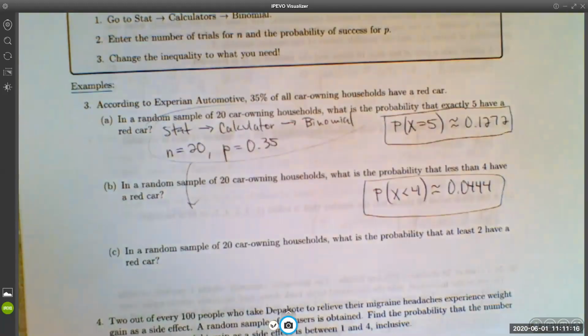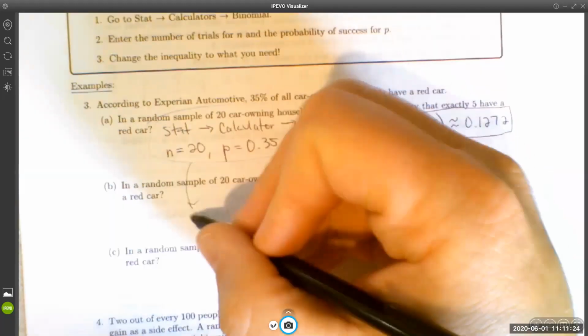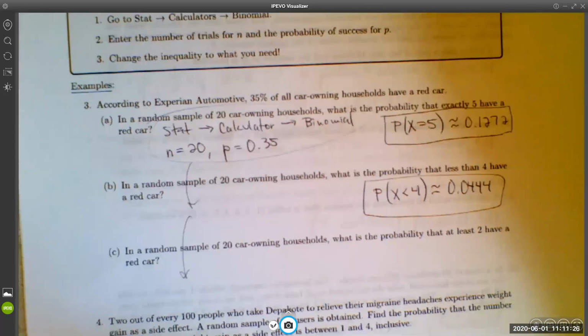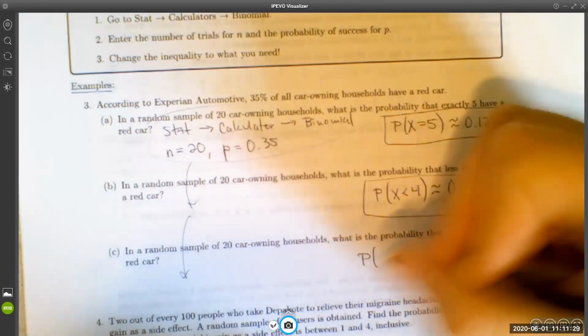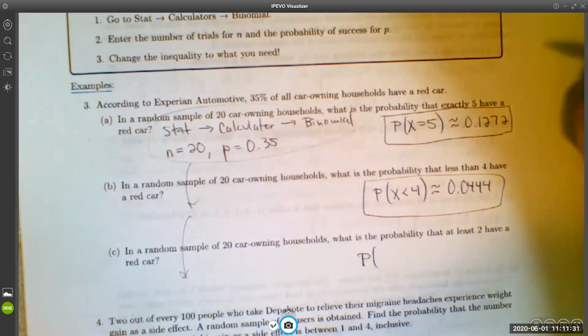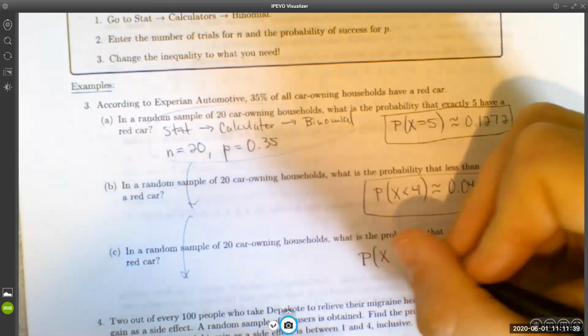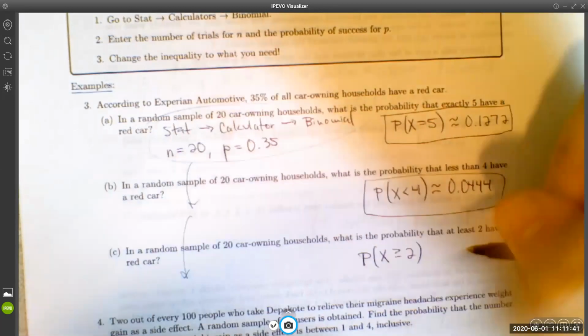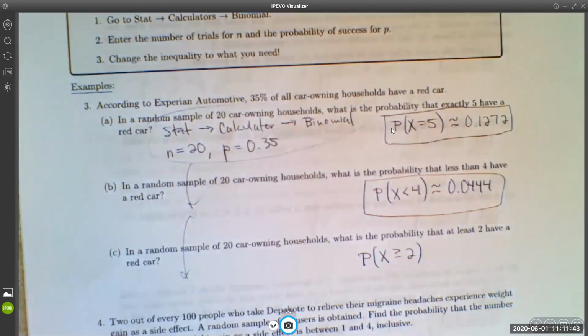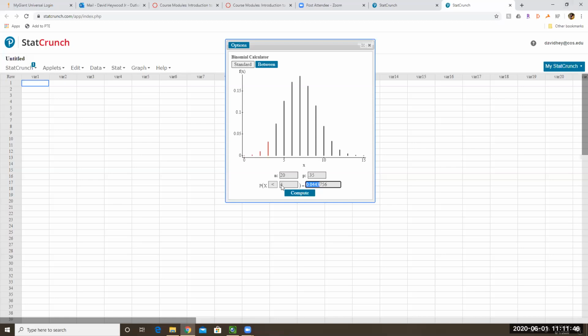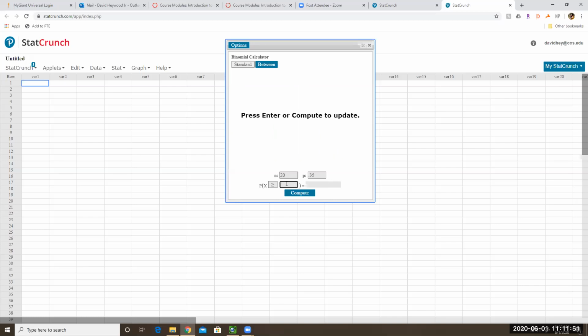Okay, part C. In a random sample of 20 car-owning households, what's the probability that at least 2 have a red car? Okay, so again, you're going to go to the same place, punch in the same things, but this time we want the probability that at least 2 have a red car. At least 2 would mean that 2 of them have a red car or more. So 2 or more. So we want x to be greater than or equal to 2, right? 2 or more. Let's see what we get. So we want to change this to a greater than or equal to 2.